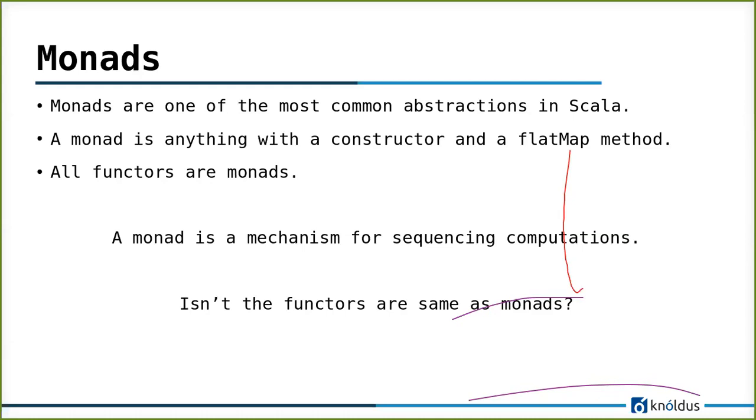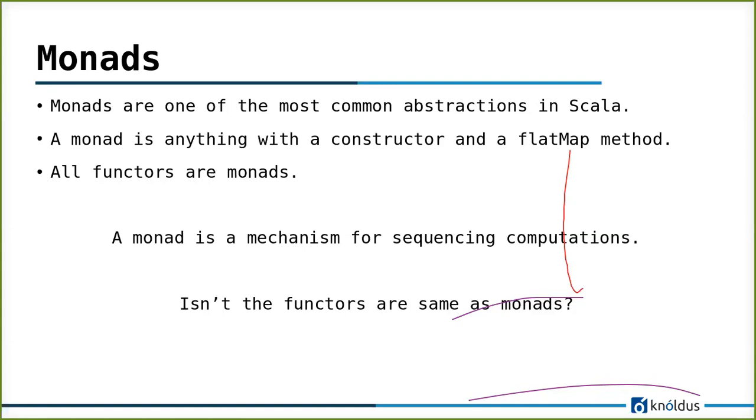And then there is a statement written over here, which states a monad is a mechanism for sequencing computation. Basically, in simpler terms, it is used for transforming values. If we go by the definition that we gave for functors, it is quite the same. So aren't functors the same as monads? It's kind of the same, but not exactly. Functors are limited in that they are only allowed to transform a value once because they have map. But in the case of monads, the flatMap method allows us to specify what happens next.